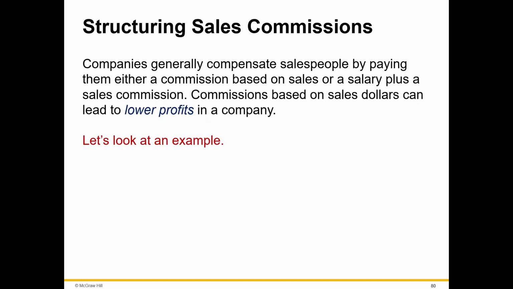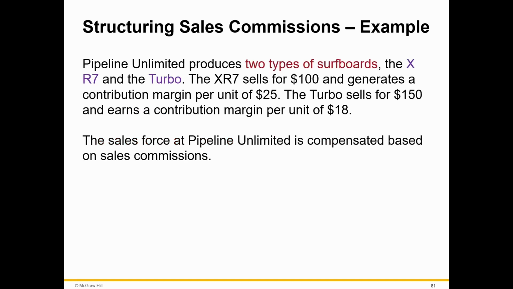So structuring sales commission. Now, companies generally compensate salespeople by paying them either a commission based on sales or a salary plus sales commission. Commissions based on sales dollars can lead to lower profits in a company. So just be aware of that if it's only based on sales dollars, then it can lead to lower profits in the company. So sometimes companies will do a combination of both. Let's look at an example.